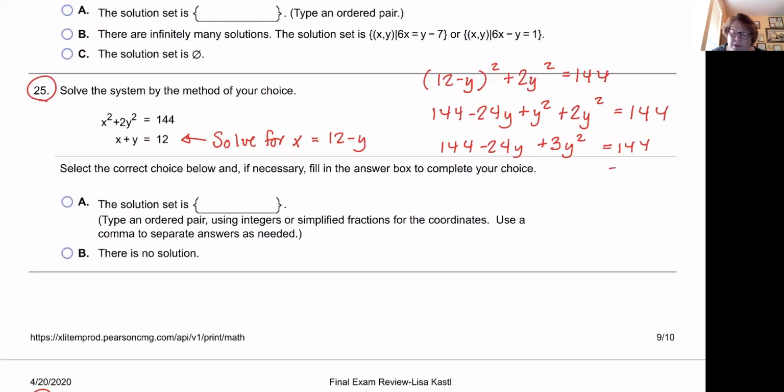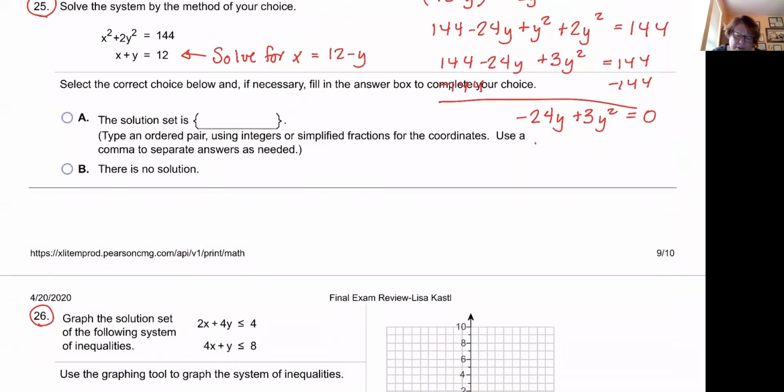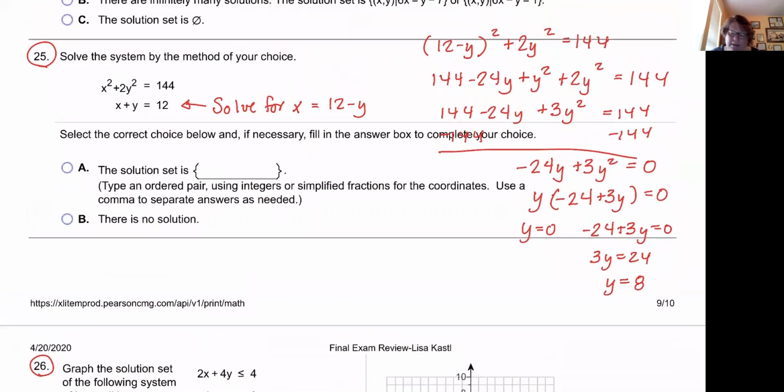And when I subtract the 144 from both sides, I end up with -24y plus 3y squared is 0. And so all I can do here is factor out a y, and I'm going to do that. So I get either y is 0 or -24 plus 3y is 0. Add 24 to both sides. Divide by 3, and I get y is 8. So I get either y is 0 or y is 8.